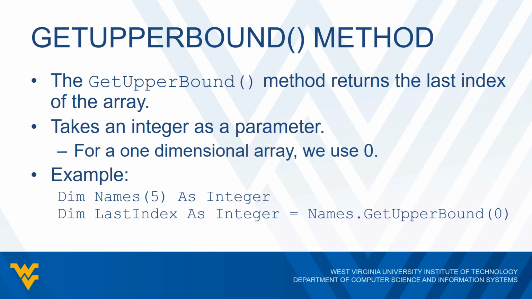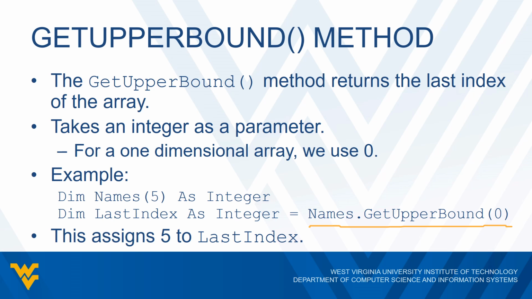Now, granted, that means we know what getUpperBound is going to give us, but later on in the code, we might want to use the method instead. So we see over here that the way we call this is we put in the name of the array, dot, and then getUpperBound, and then pass the 0. And this is going to be stored in an integer variable called lastIndex. So what we'll see here is that we would store 5, which is the last index of the array, into the lastIndex variable.